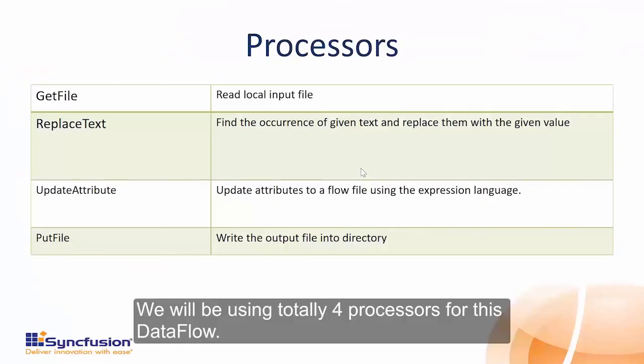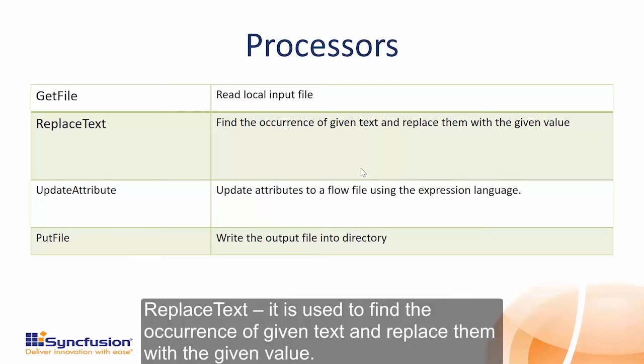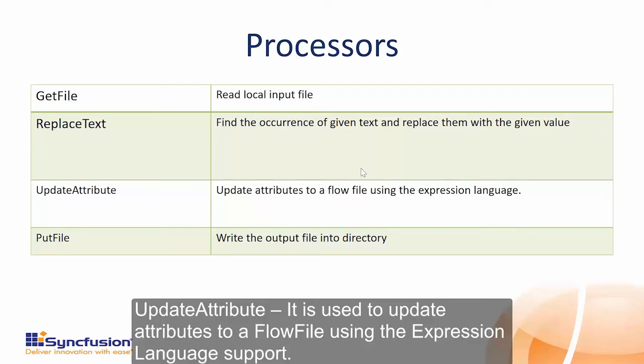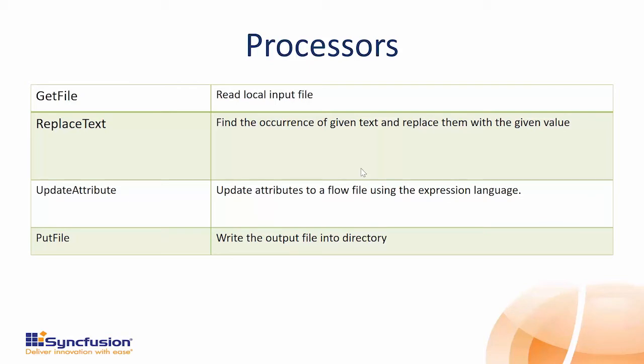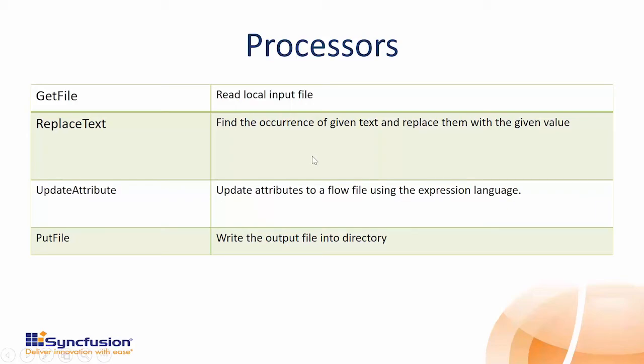We will be using a total of 4 processors for this data flow. The first being get file, which is used to read the input file. The second one is replace text, which is used to find the occurrence of given text and replace them with the given value. Third is update attribute, which is used to update attributes to a flow file using the expression language support. In this sample, we will be using the processor to set file name. And the fourth is put file, which is used to write the output file.